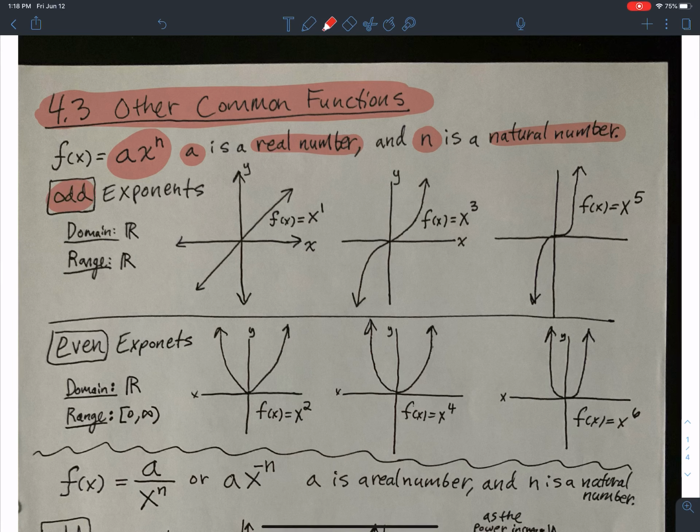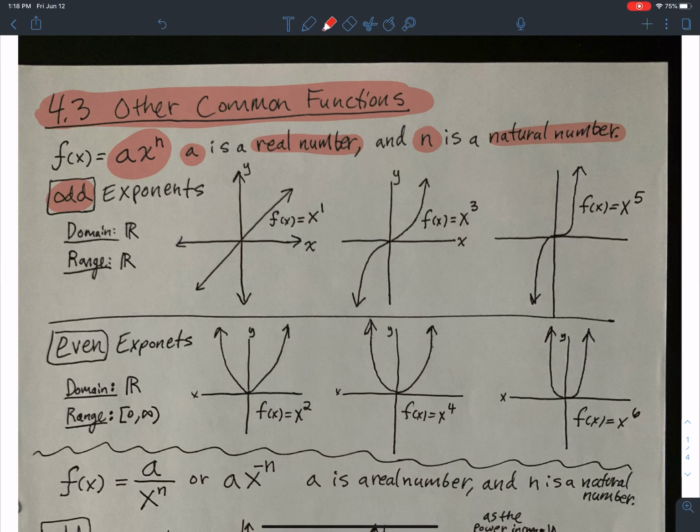So you look at f of x equal to x, it's just a line. This is linear. The power is 1. It's 1, an odd number. You think about the domain, all the x's, we use every single x. You think about the range, we go from negative infinity up to positive infinity.